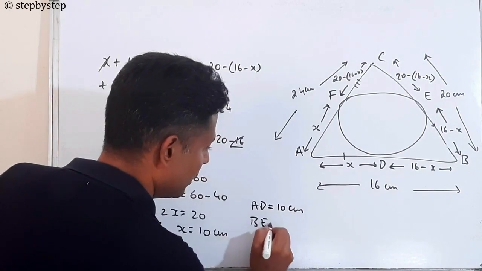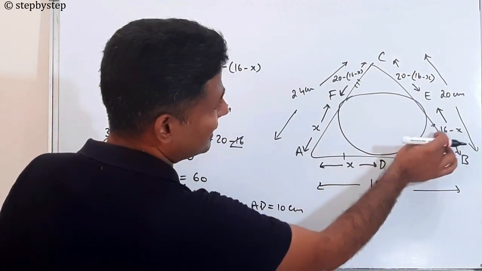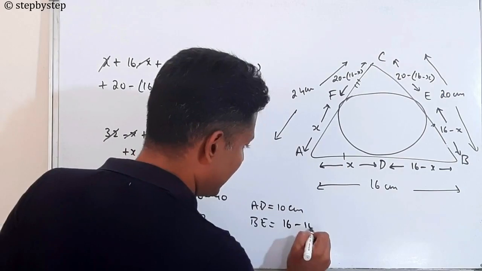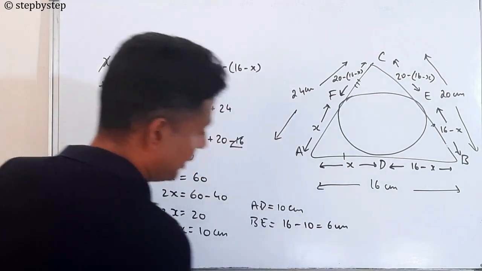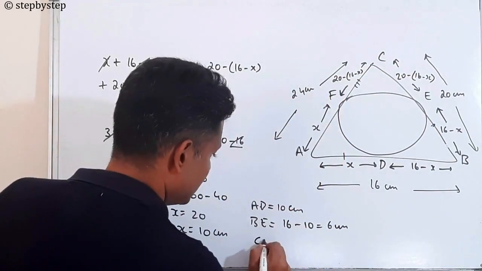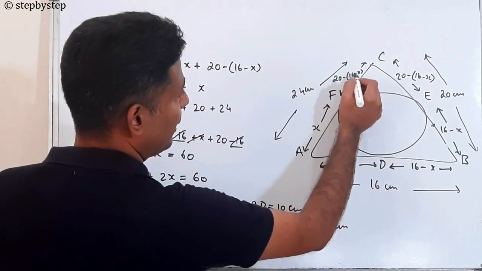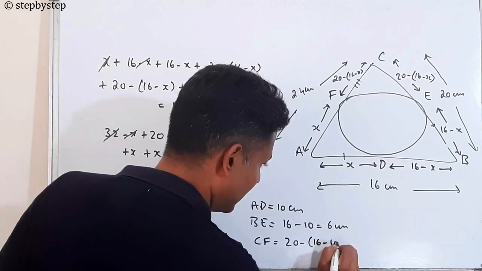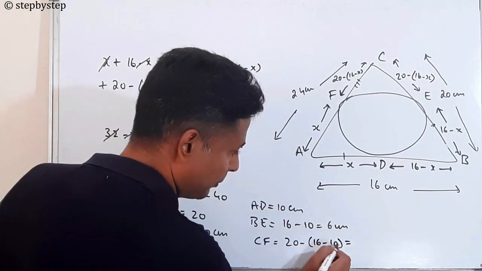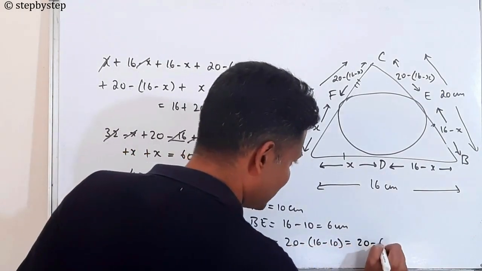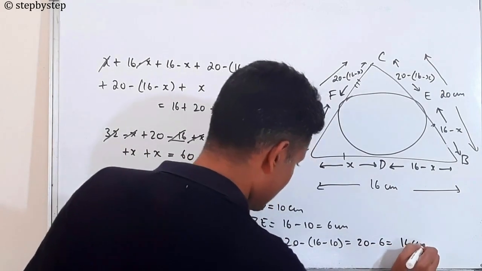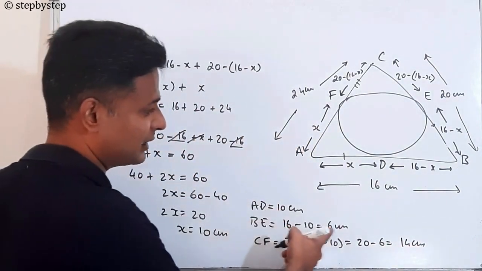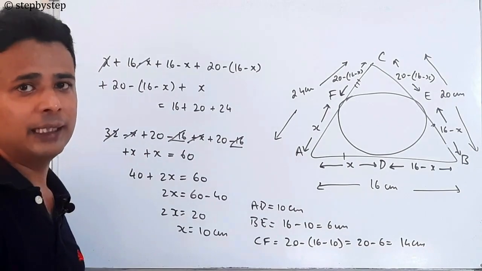Now BE, how much is BE? BE is 16 minus x, so 16 minus 10, that equal to 6 centimeters. And finally CF, how much is CF? 20 minus 16 minus x, so 20 minus 16 minus 10, that is 20 minus 6, that is equal to 14 centimeters. So the three sides are 10, 6 and 14 centimeters.